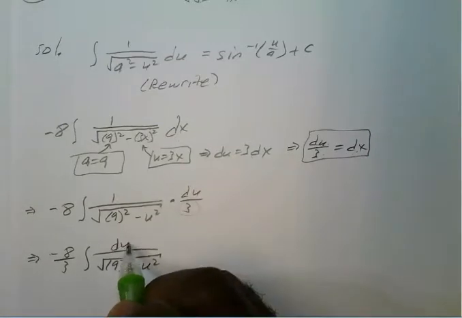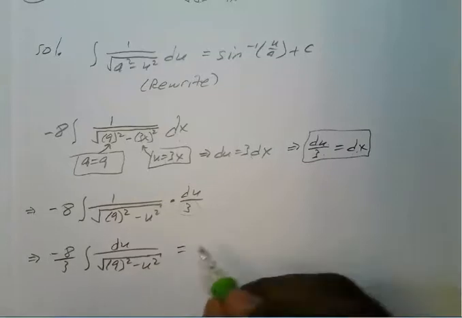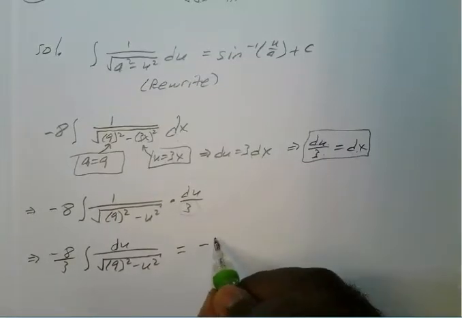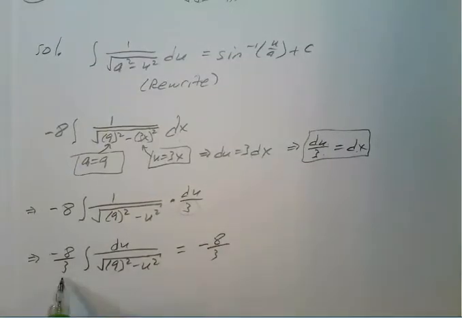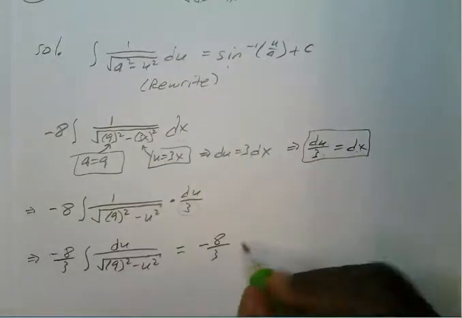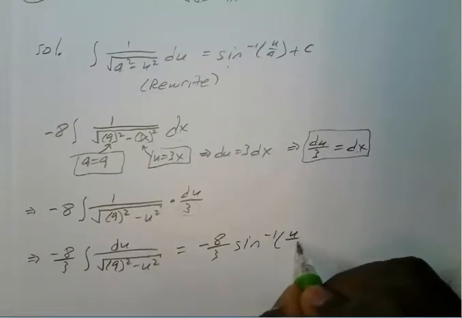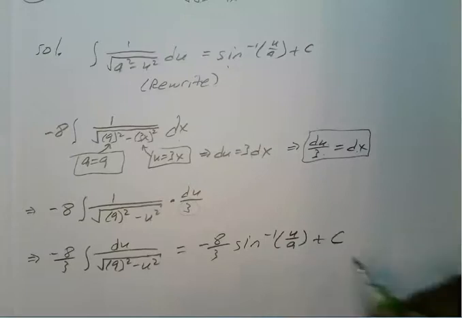And go ahead and bring the du up top. Okay. So we know once it's in that form, it's going to equal -8 over 3. Don't forget that coefficient. It's really easy to do, so you don't want to do that. So just using this, we have -8 over 3 sine inverse of u over a plus c.